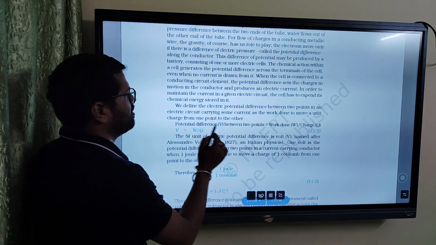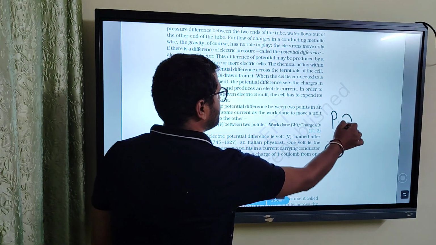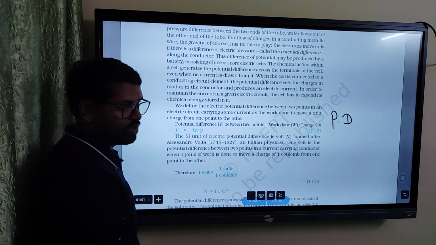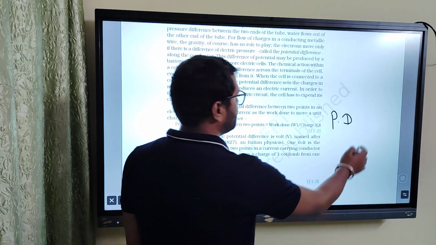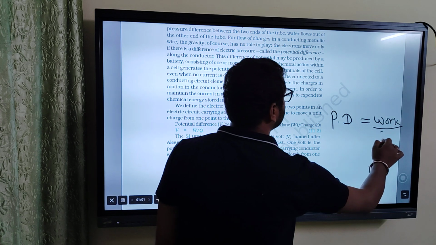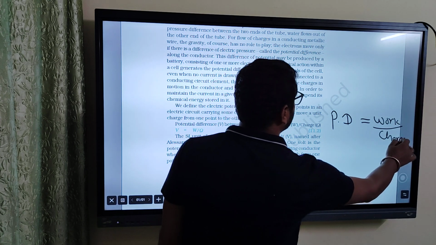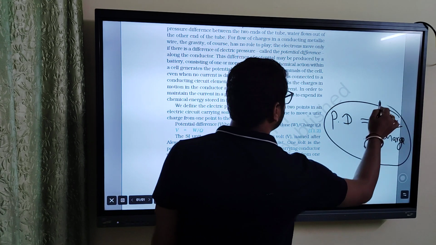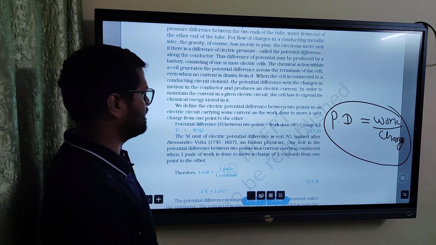Potential difference, PD. Potential difference is equal to work by charge. Work by charge. Simple it is.